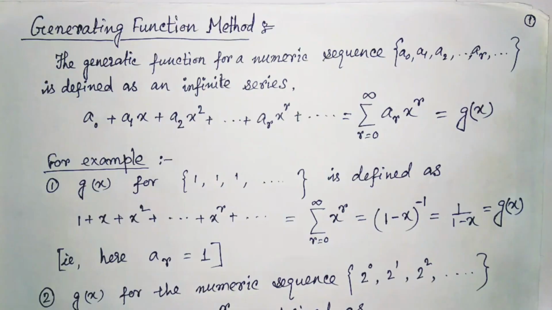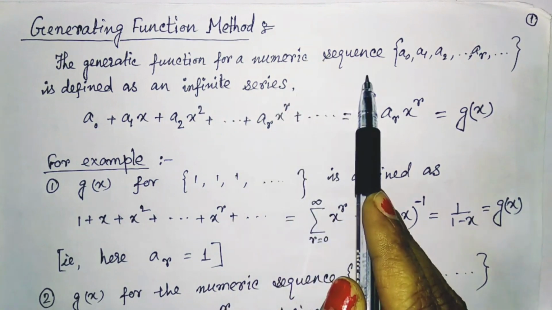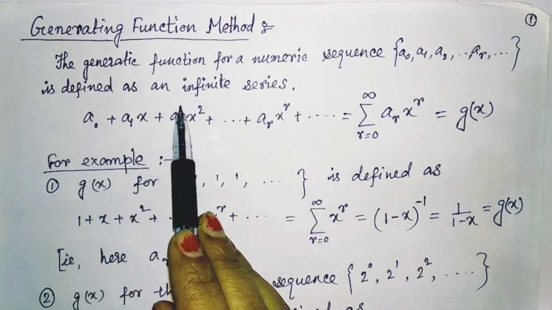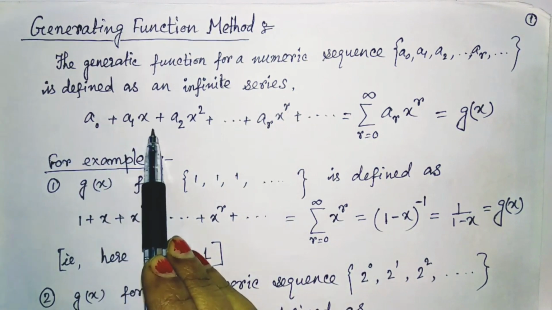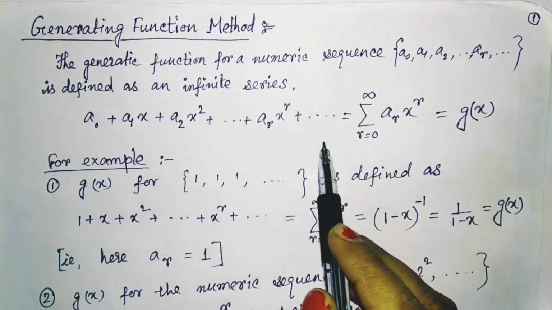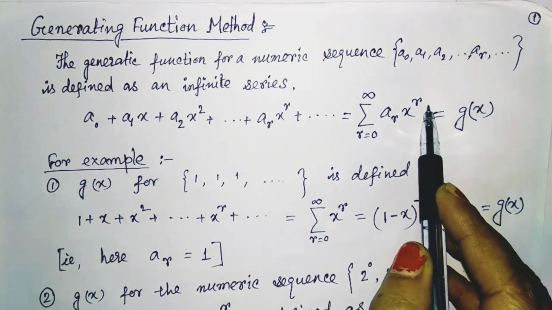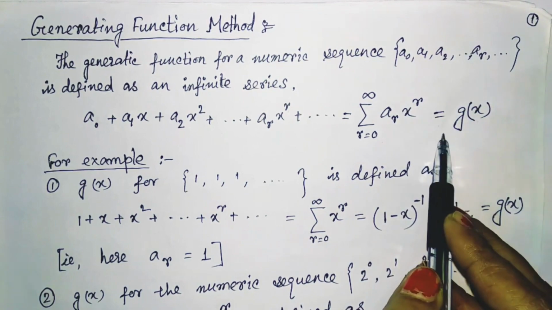This is the final method for the solution of recurrence relation. The method is the generating function method. A generating function for a numeric sequence a0, a1, a2, ar up to infinity is defined as an infinite series. The series is a0 plus a1x plus a2x square, and in this way up to infinity, which we can sum up as summation r from 0 to infinity ar x to the power r. This one we call g(x), the generating function.